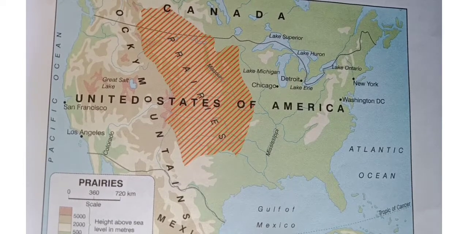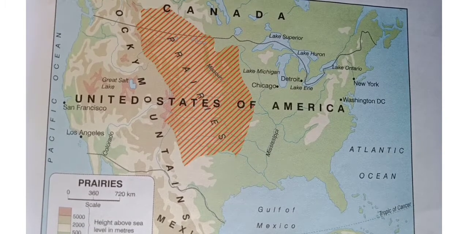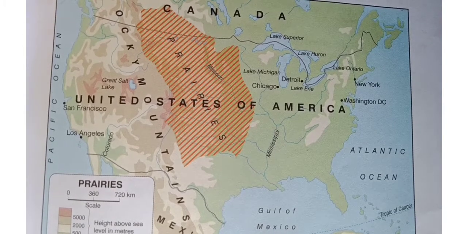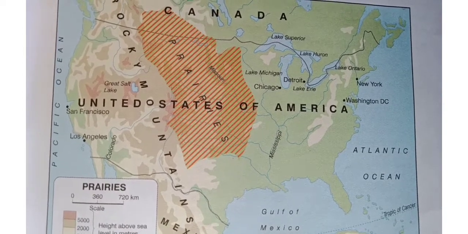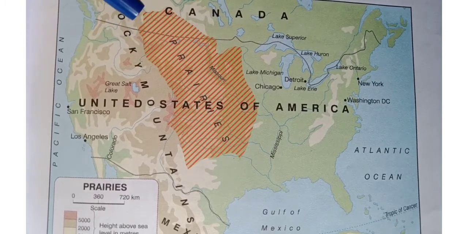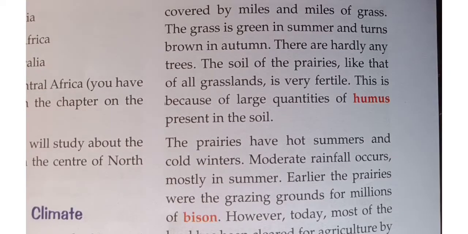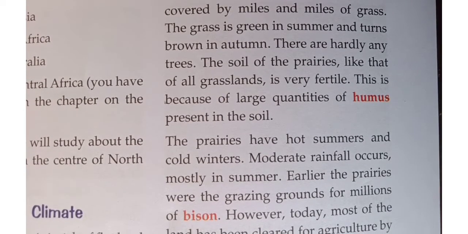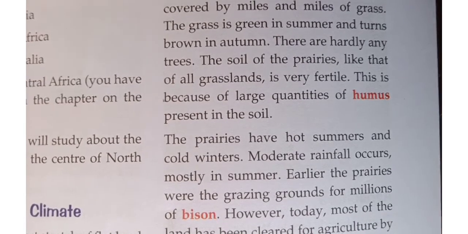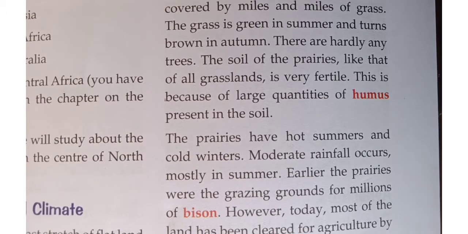Prairies are vast stretches of flat land which are covered by miles and miles of grasses. The grass is green in summer and will turn brown in autumn. This is the prairies of North America. There are hardly any trees, only a few trees.